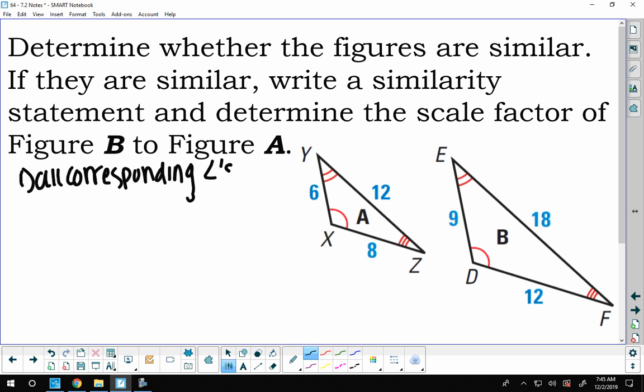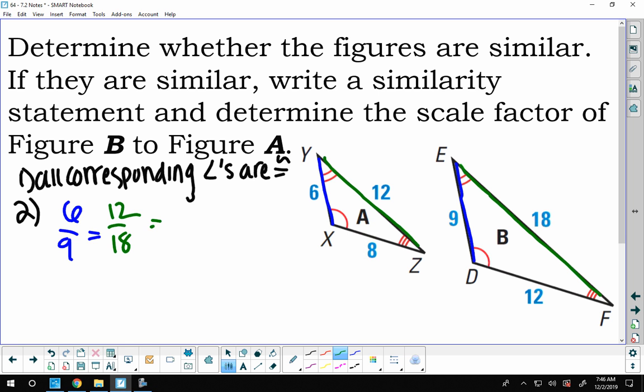corresponding angles are congruent. Step number 2, are my corresponding sides proportional? So we need to check. 6 to 9, does that equal 12 to 18? And does that equal 8 to 12? So notice I did small over big, small over big, small over big.